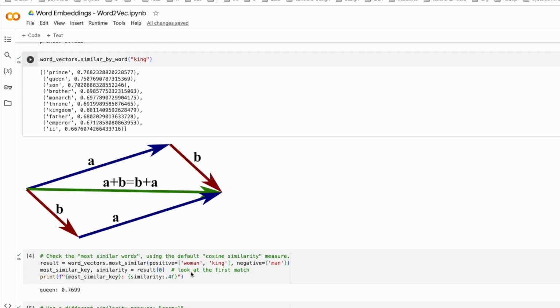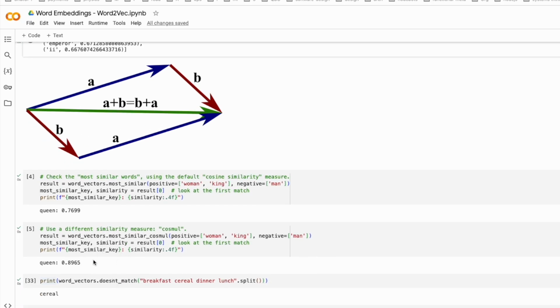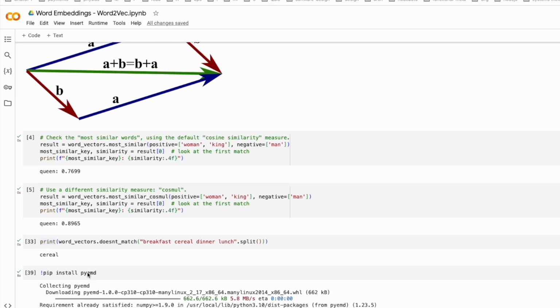So let's do a very interesting arithmetic. Let's take king, let's remove the vector man from it, and then add a woman vector. And if we do this, you would see that the closest word to the resultant vector is queen. So basically this is saying that if you take king and replace man with woman, you get queen. We can use another similarity measure, but the answer is similar.